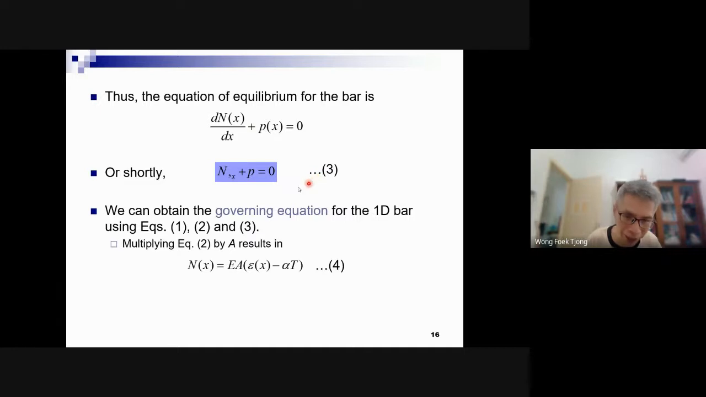Let's now combine the three equations. First, let's consider equation number 2. Equation number 2 is Hooke's law, right? Hooke's law is sigma equals E times epsilon minus alpha T. This is Hooke's law, and then we multiply by the corresponding area.